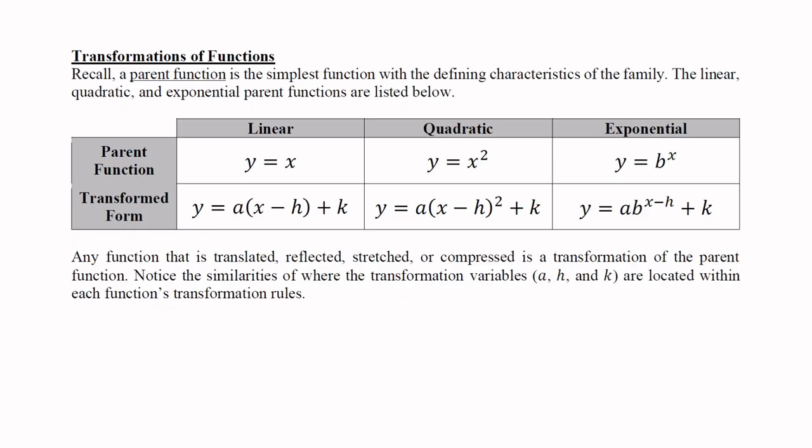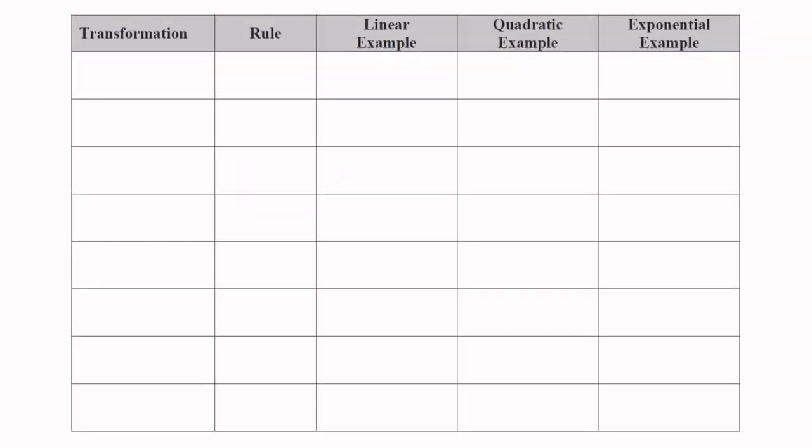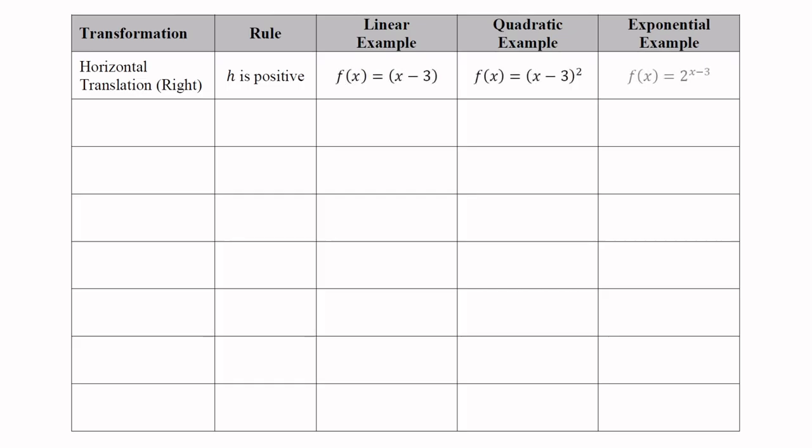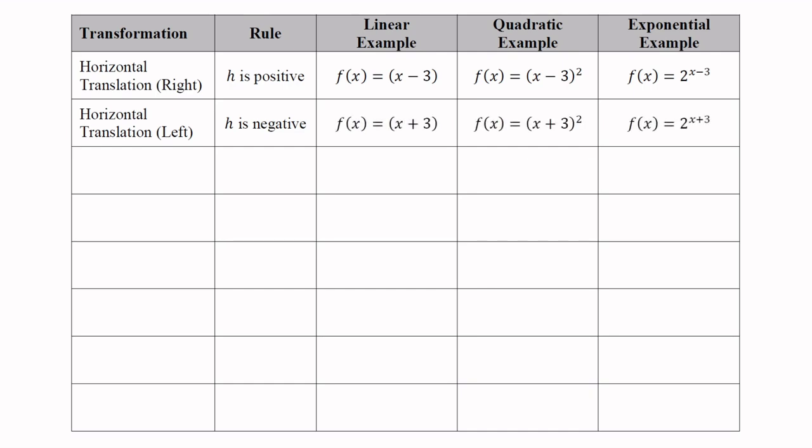So if you know how to transform one function type, you know how to transform any function type, or at least you can identify them. So let's list through the transformation and look at the rules for all three. Horizontal translation to the right is when h is positive, so you're going to follow that with a minus some number behind your x. Horizontal translation to the left is when h is negative, so it's going to look positive in all three cases.